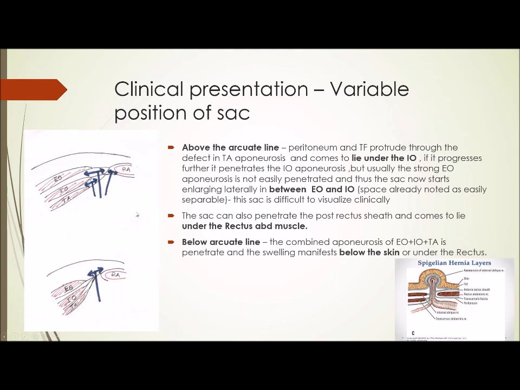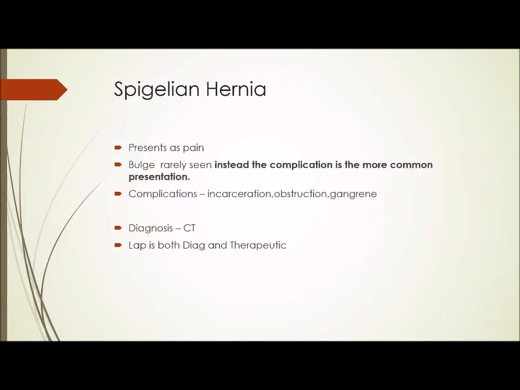The other place where it can present is the area underneath the rectus abdominis. That means in between the sheath and the rectus abdominis. So these are the places where the Spigelian hernia can present, right? So these are the presentations.